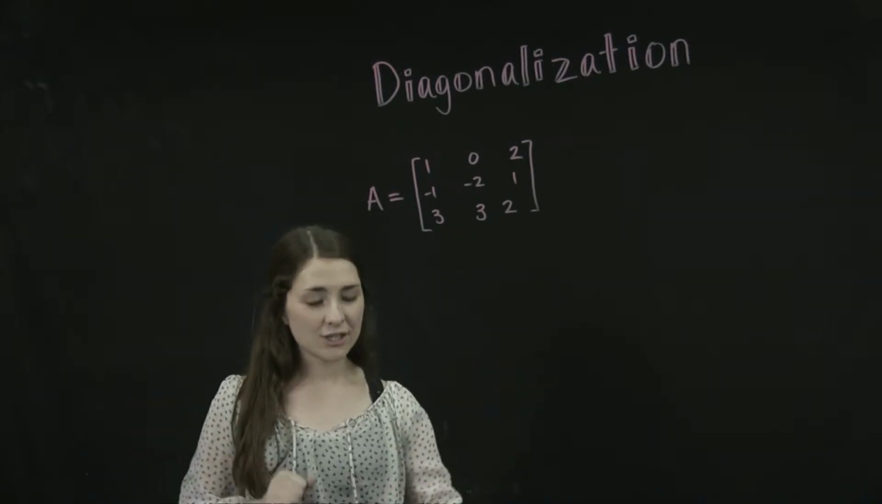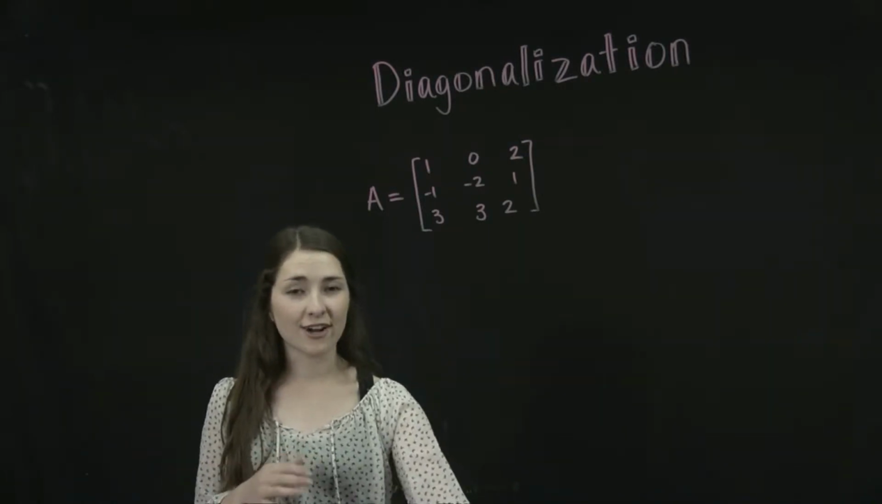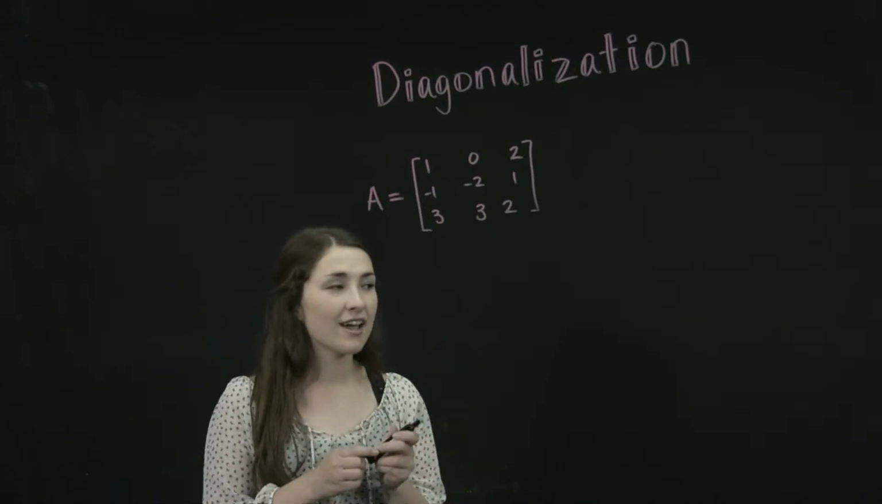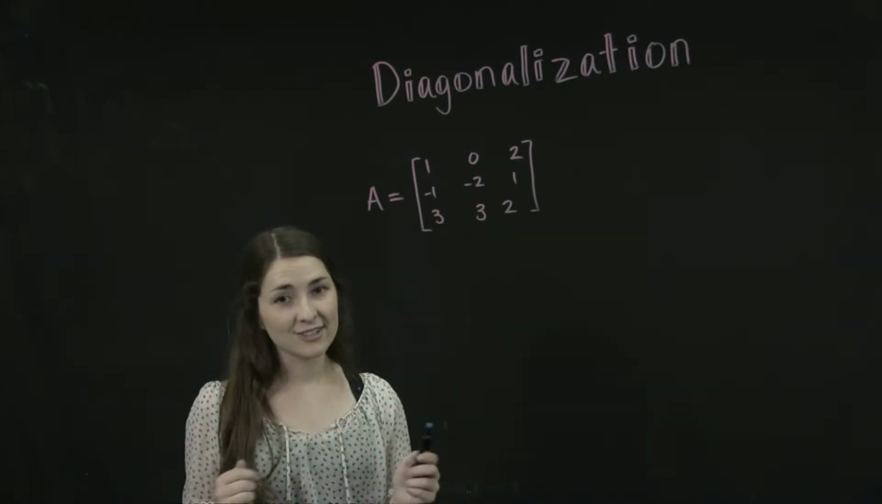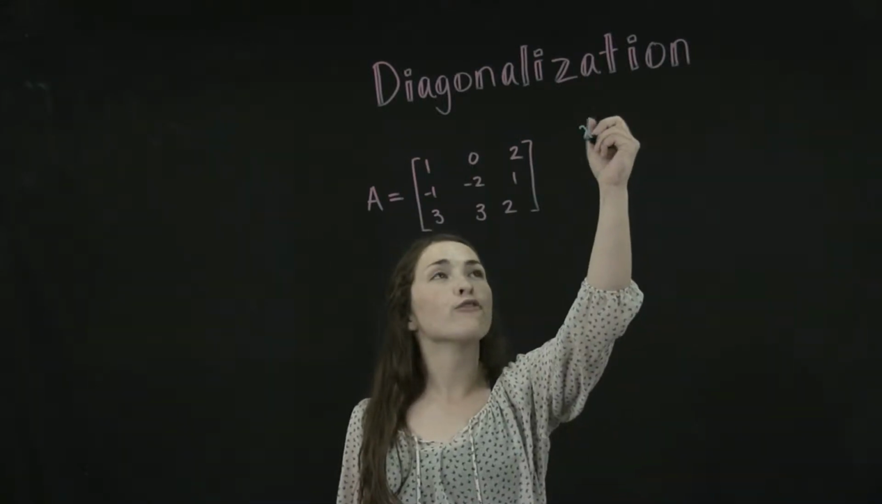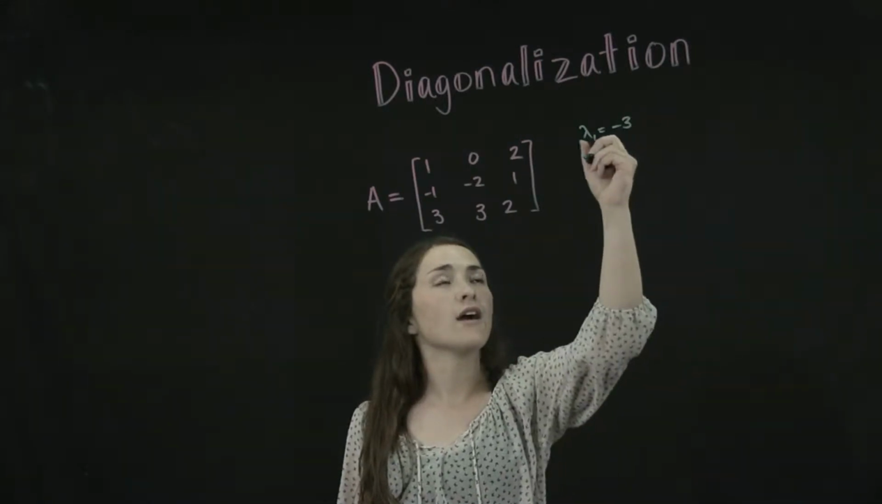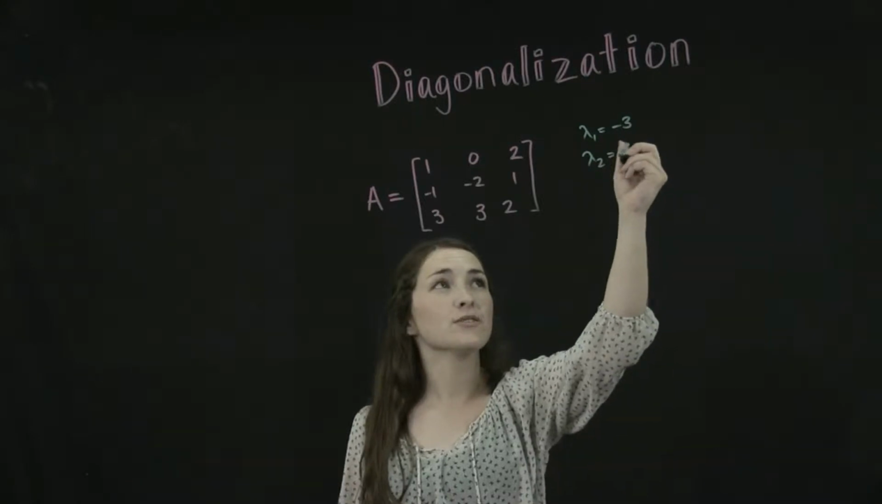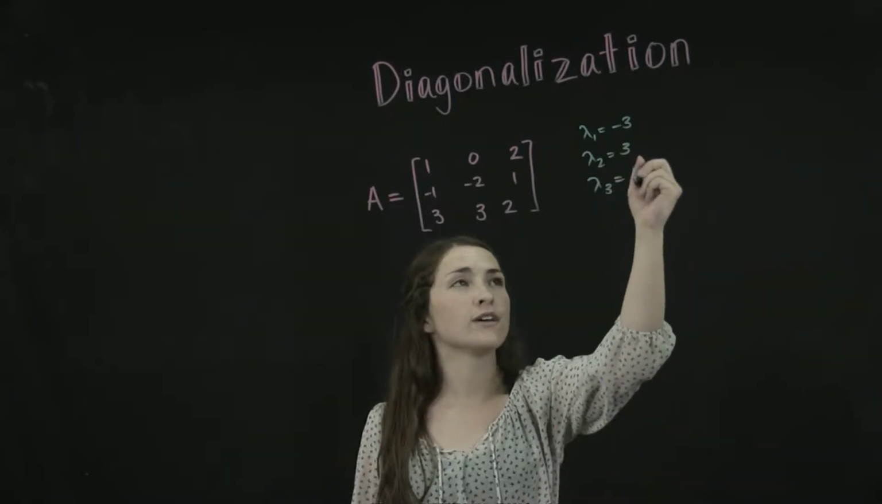So for diagonalization, we are going to call upon our good friends, our eigenvalues and our eigenvectors. We are pros by now at solving for eigenvalues and eigenvectors, so I'll just tell you what they are. Our first eigenvalue is -3, our second eigenvalue is 3, and our third eigenvalue is 1.